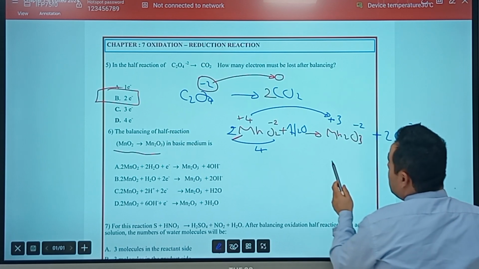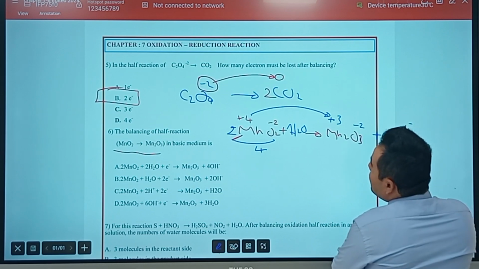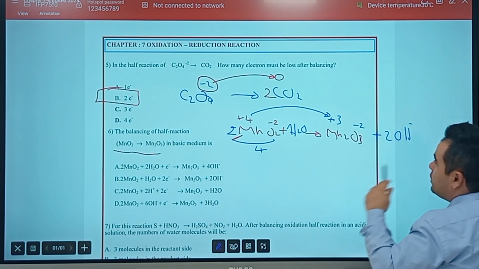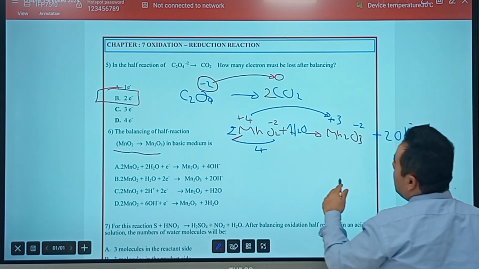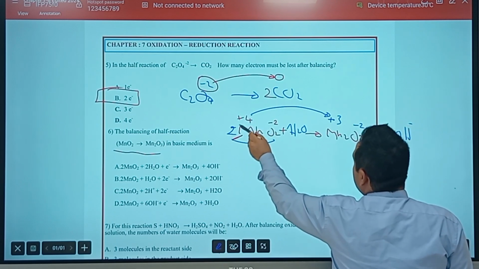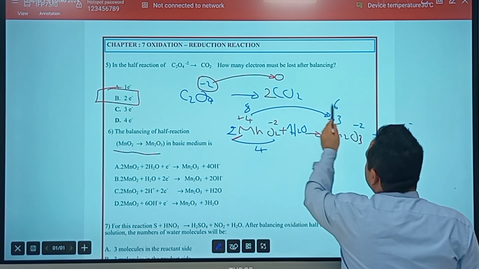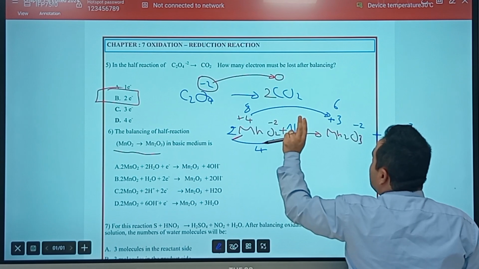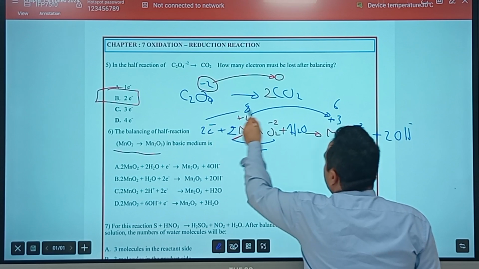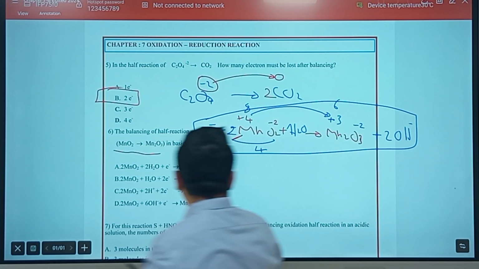To balance the charge, in order to know what happens to the charges, we can take the summation of the total charges and also the differences in the oxidation number. Guys, here 2 multiply 4 is 8. 2 multiply 3 is 6. 8 to 6, we have 2 differences in the oxidation number. So add 2 electrons to the reactant side because it's reduction. That will be the balanced reaction.